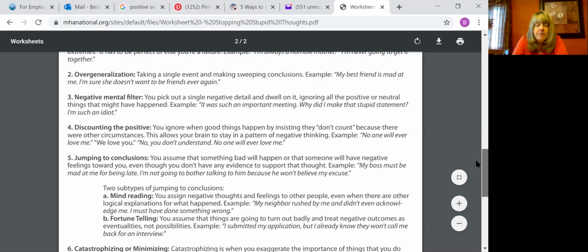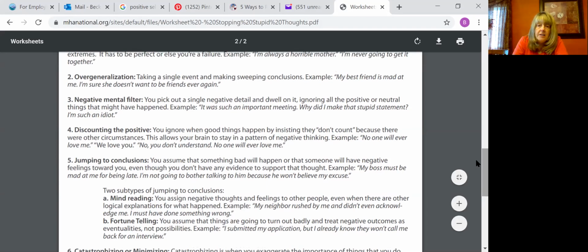The other type is fortune telling, when you assume that things are going to turn out badly and you treat negative outcomes as eventualities, not possibilities. So you're treating the bad thing as definitely going to be the outcome, not just a possible thing that could happen. An example could be, I submitted my application, but I already know they won't call me back for an interview. You don't know that that's going to happen, but you're already trying to tell the future by saying that you're definitely not going to get an interview.